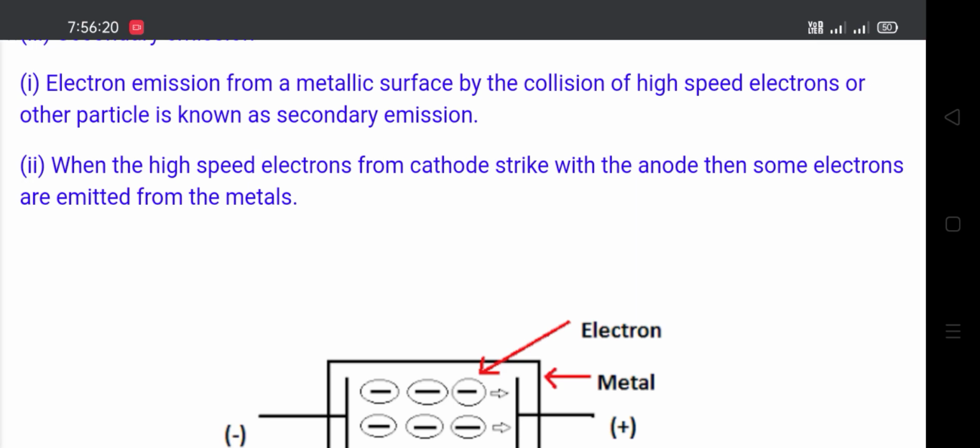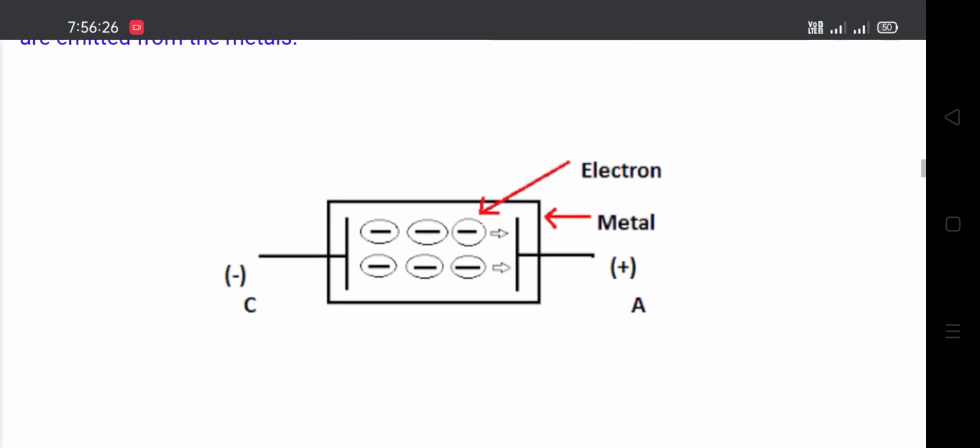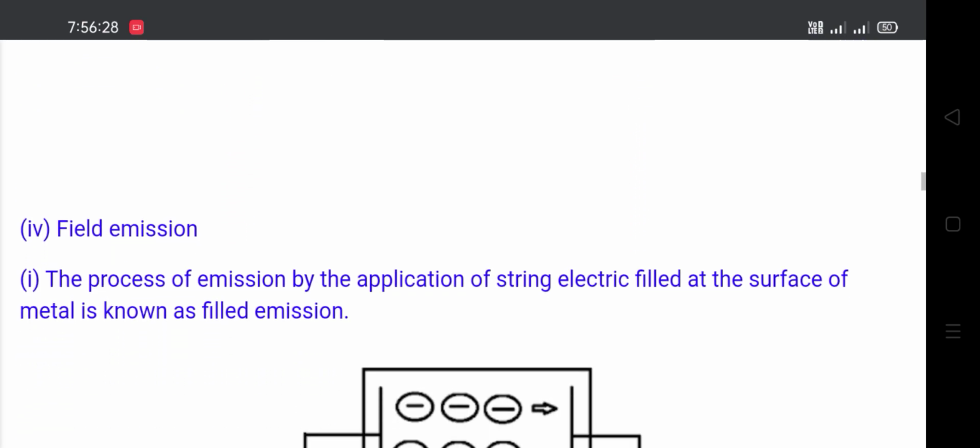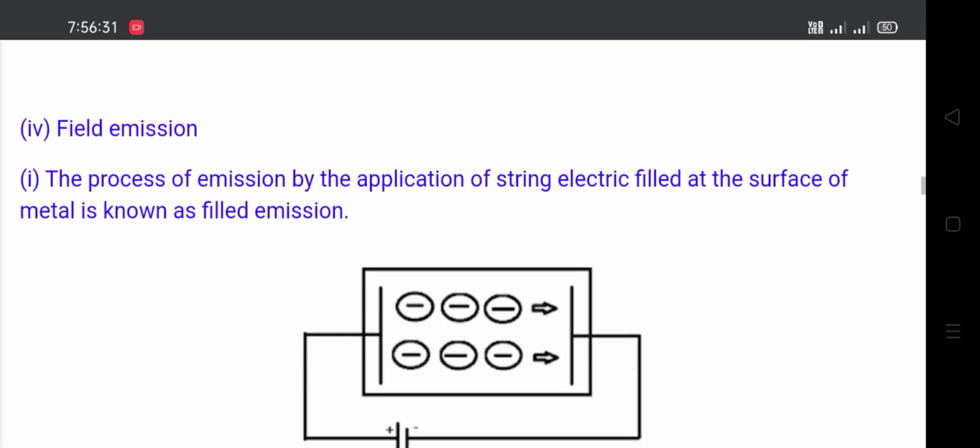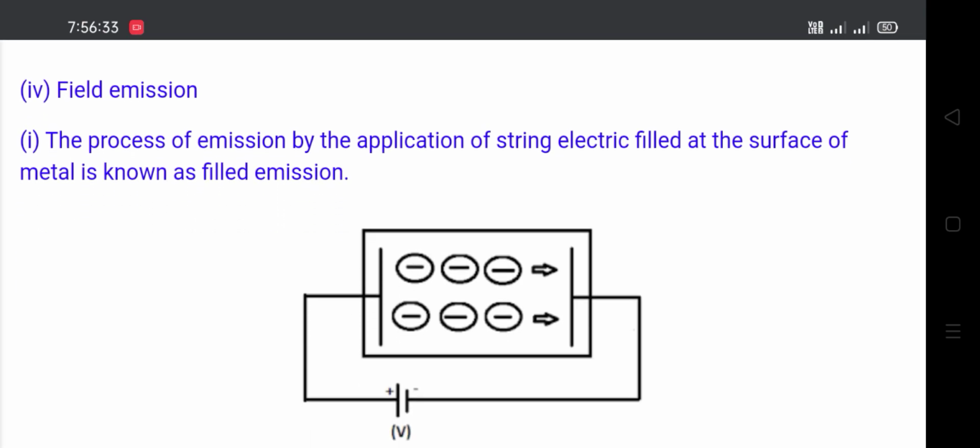When the high-speed electron from cathode strikes with the anode, then some electrons are emitted from the metals. Field emission. The process of emission by the application of strong electric field at the surface of metal is known as field emission.